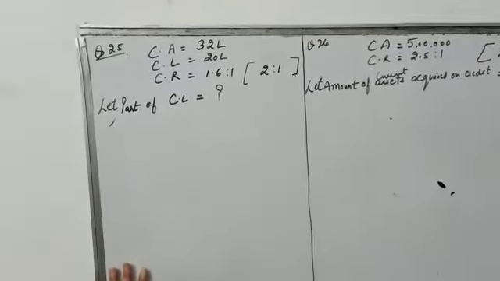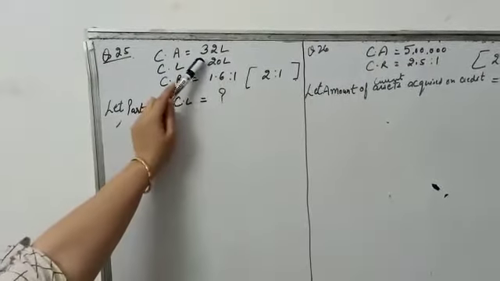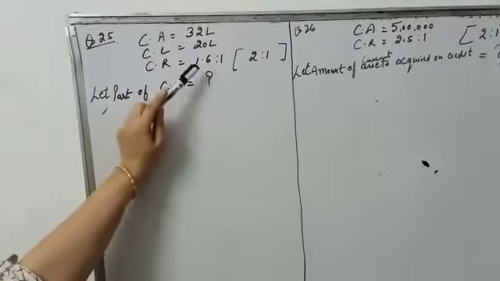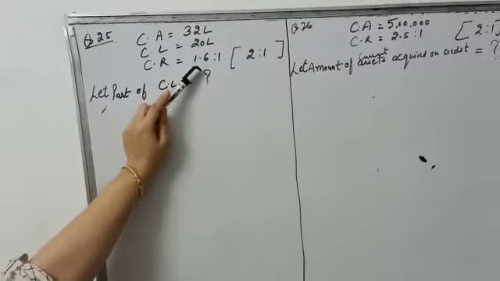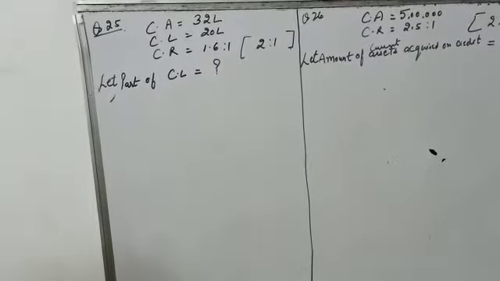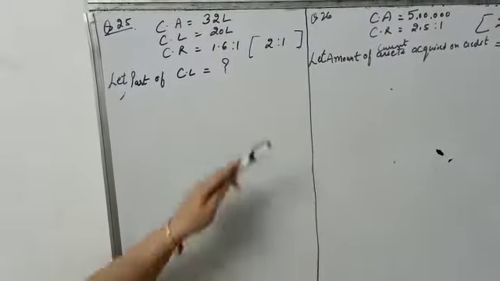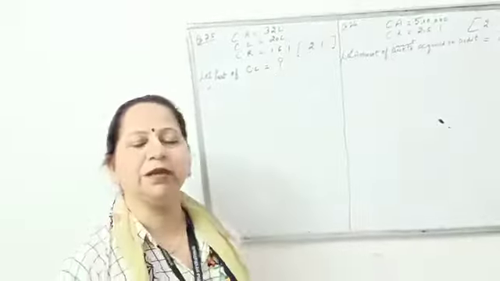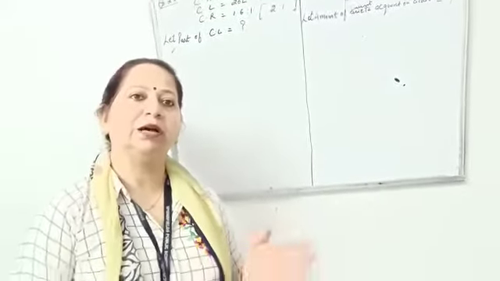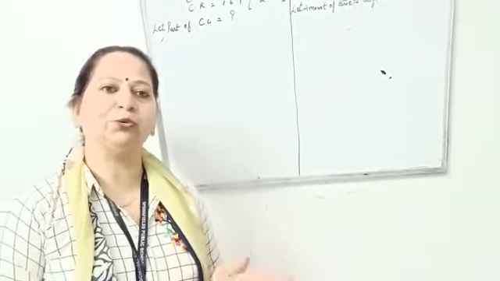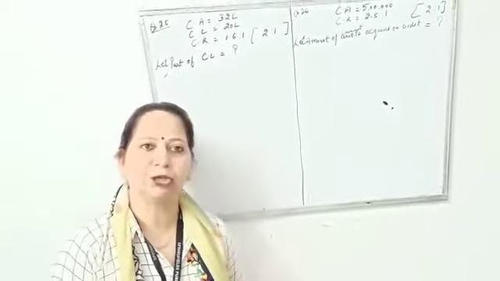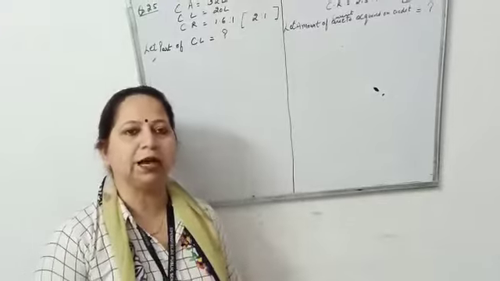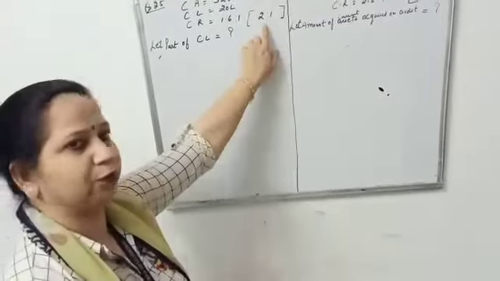Here in the question, current assets are given as 32 lakh, current liabilities are given as 20 lakh, and the current ratio is given as 1.6:1. But it is written that the accountant is interested in maintaining the ratio 2:1. Here it is given one clue: how much amount of liabilities do we have to pay so that our ratio will become 2:1?